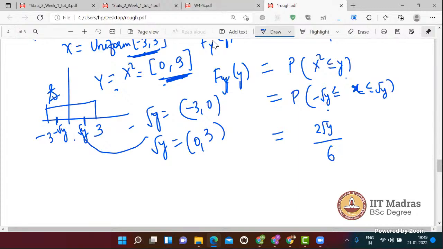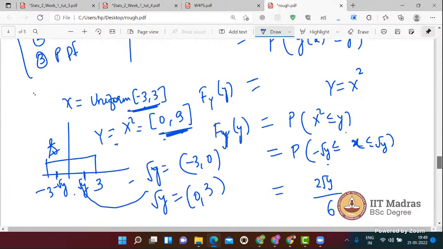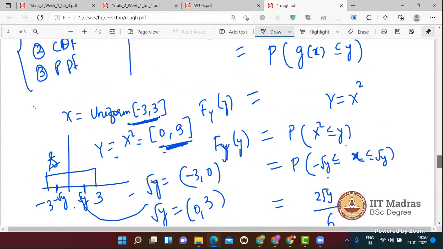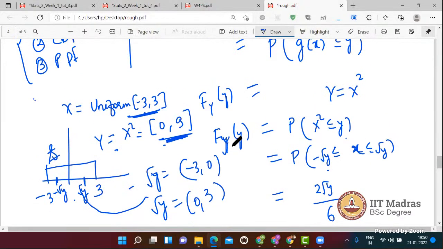Have you got the point, whatever I've explained till now? The support is the interval of y, or root y? See, how to calculate the support here? What was x? X was uniform from -3 to 3. Y was x square, so 0 to 9. This is the support of y. Got it, sir. It will be mod y, right? Yeah.